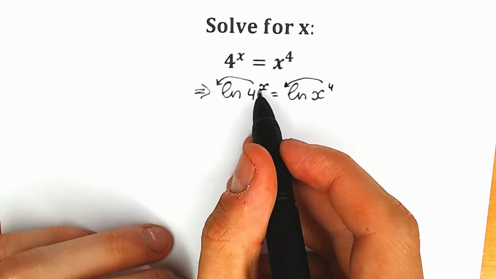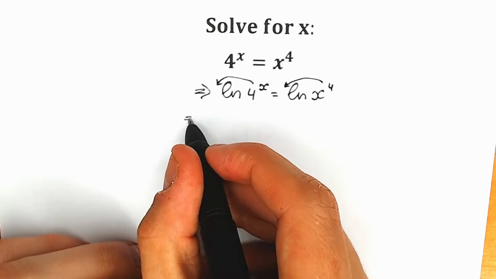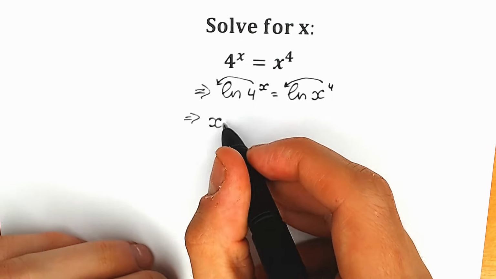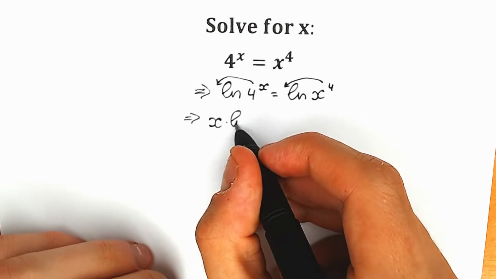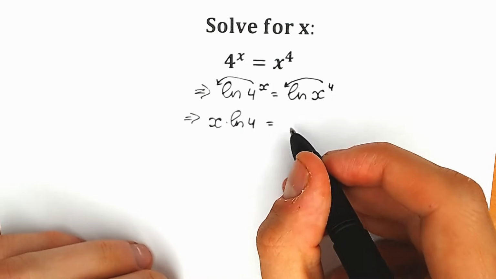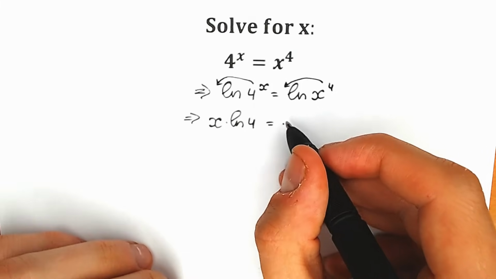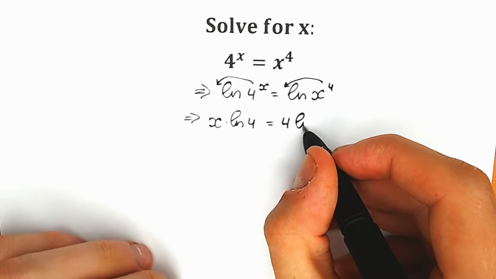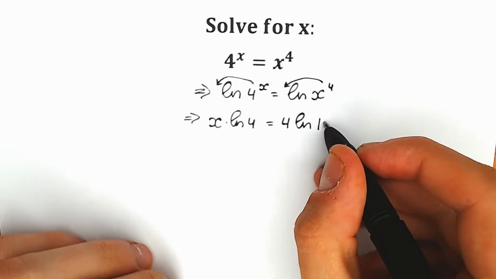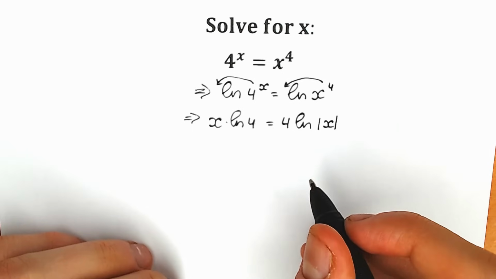So first of all, we can write it as x times natural log 4 on the left side. So we have x times natural log 4 equal to 4 times natural log, not x but absolute value of x. It will be more correct in our question.